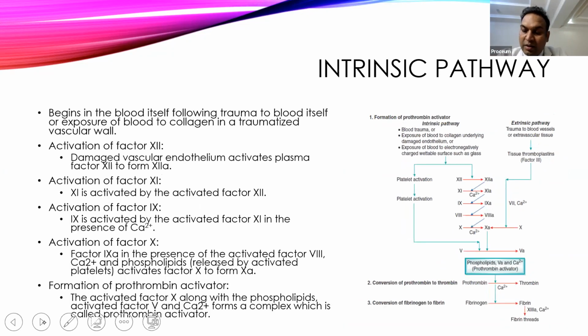Then we come to the intrinsic pathway. It is a little more complex pathway and it occurs when trauma occurs to the blood, or the blood vessels are exposed to the collagen of the vessel wall. When there is exposure to collagen of the vessel wall, or trauma to the vessel, it will activate factor 12 into active factor 12.